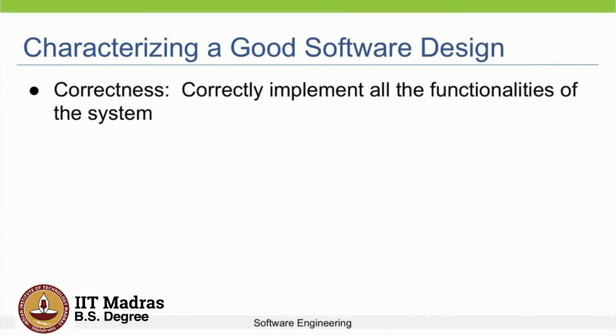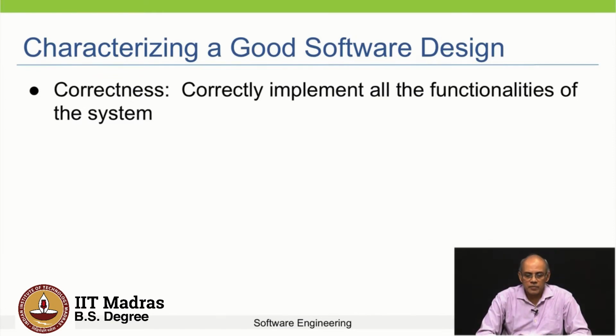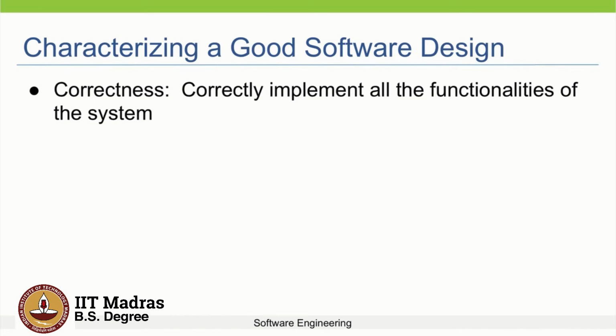There are many characteristics of a good software design. One of them is called correctness. That is, does it correctly implement the functionality of the system? As we saw earlier, the main way to do this is to ensure that requirements are correctly captured first. Ensure that the requirements are not ambiguous, they do not conflict with each other, and they are complete. This can ensure that all the functionalities are correctly captured in the design.